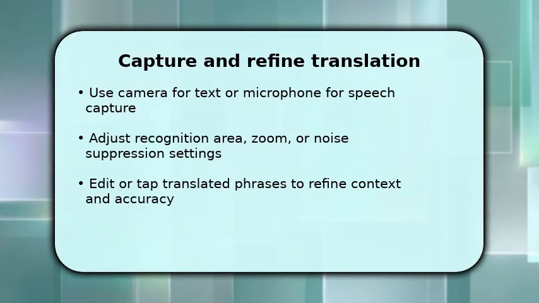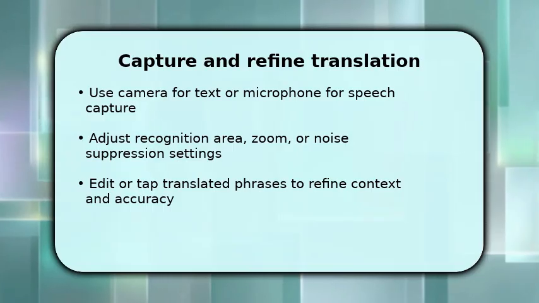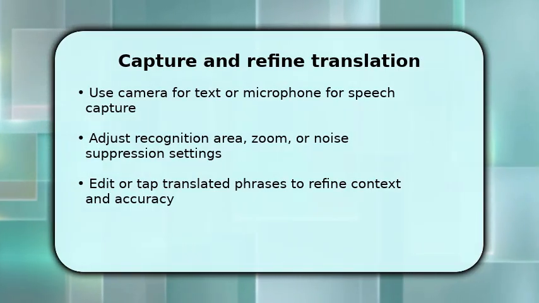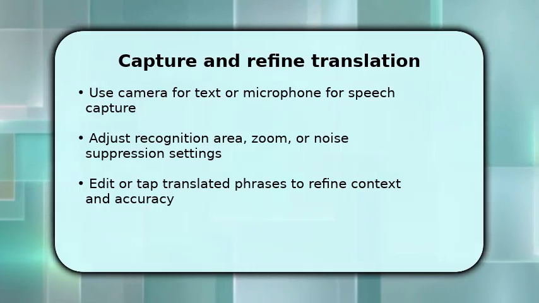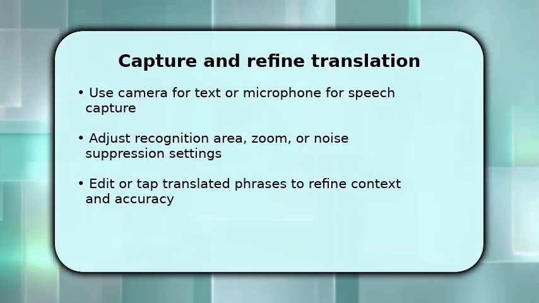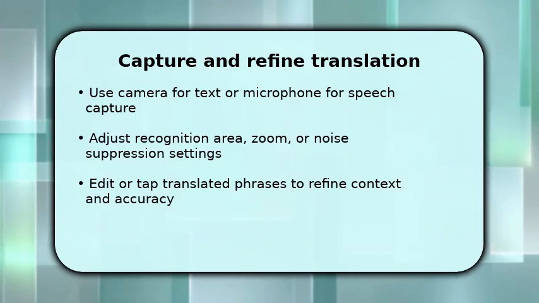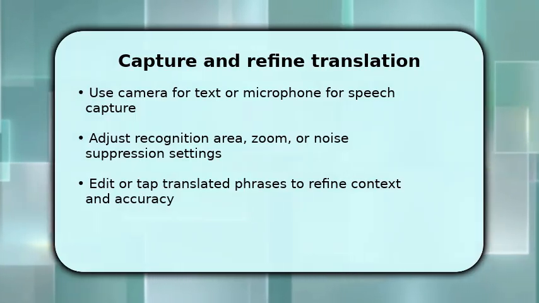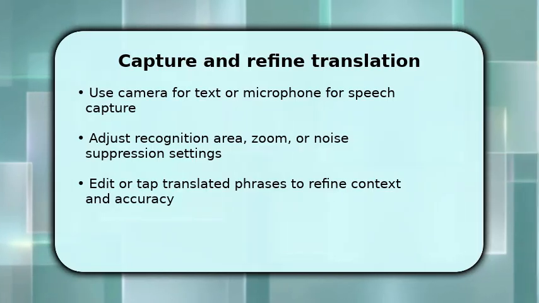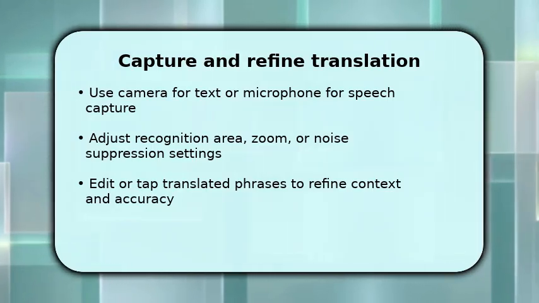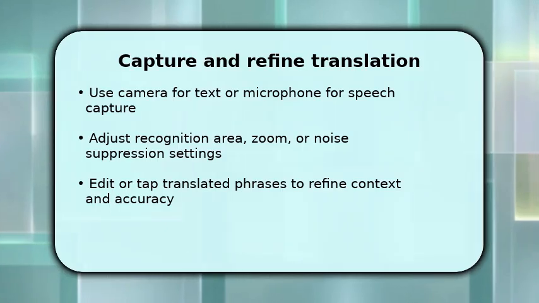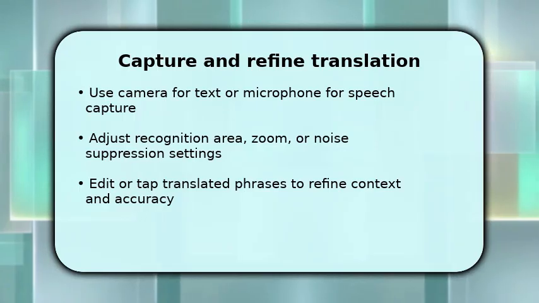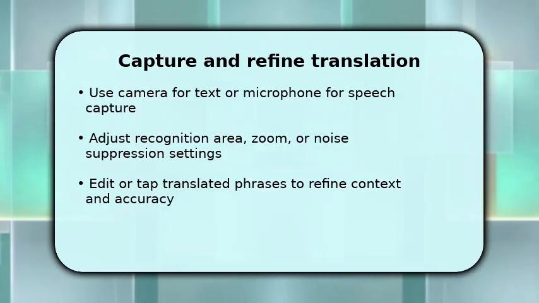Now you capture content. Point the camera at printed text or tap the microphone for spoken phrases. Once the app recognizes input, adjust the recognition area or zoom to include only relevant text, and toggle noise suppression if audio is messy. After the initial translation appears, tap any phrase to reveal alternative interpretations and choose the best fit for context. This improves accuracy for names, slang, or technical terms. Keep iterating until the rendered translation matches.